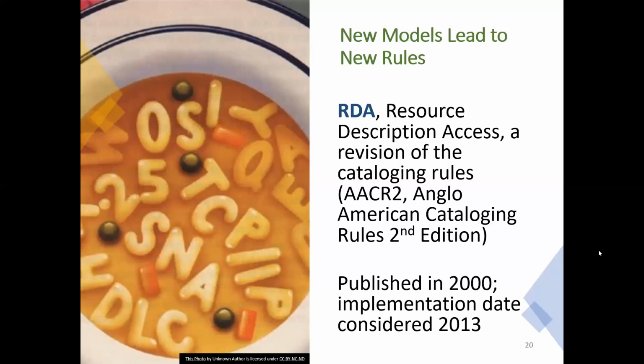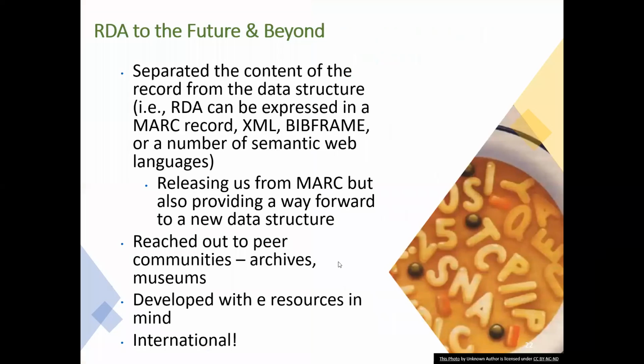And that's all fine. RDA implementation just means you've made some kind of decision about what you're going to do in terms of this new guideline. That's really all it means. So one of the things that RDA did, well, there's a few things that RDA did, but we'll just hit the high points. It is releasing us from being so MARC-centric. And as we look at MARC coding in this next little bit, you'll see how structured it is and how challenging it can be to work with. So it's providing us a way forward to a new data structure.